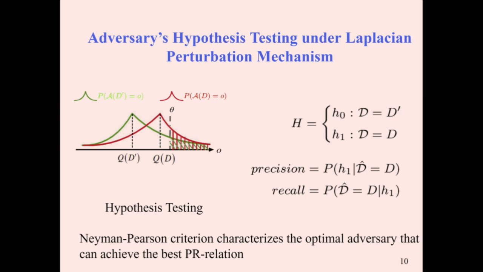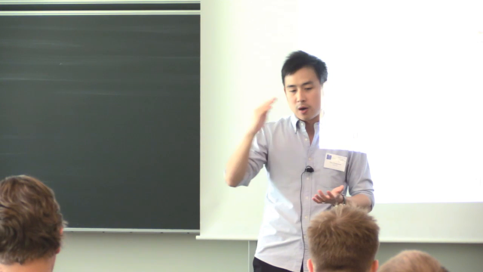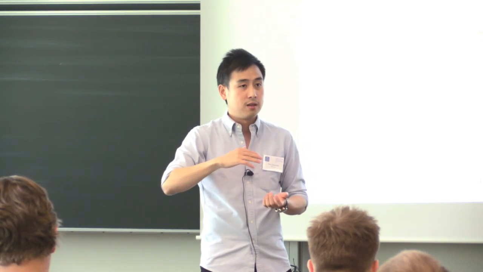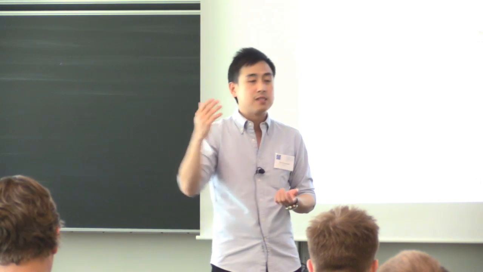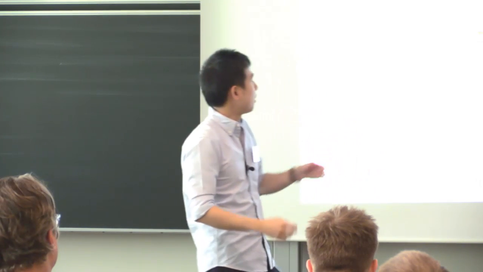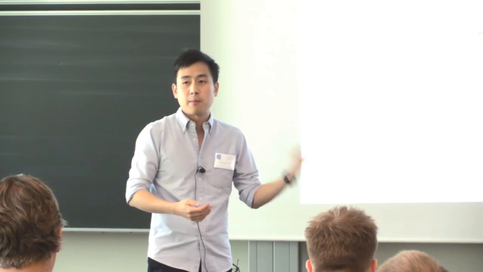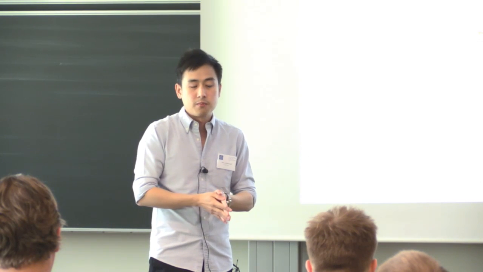And here we drill down into a little bit more detail. In our analysis, we focus on the Laplace mechanism, partly because it is one of the classic mechanisms, but we also show in our paper that our method can be used with other mechanisms as well. The example here is a simple binary hypothesis testing where the adversary wants to test whether the query result comes from database D or D prime. And on the left here is a plot of the distribution of the output from the Laplace mechanism, given that it is from D and D prime. So you can see that you have a green plot and a red plot.